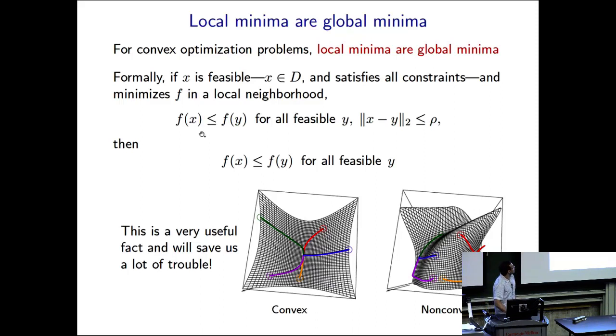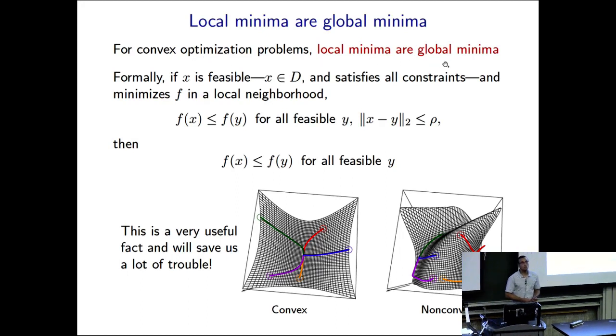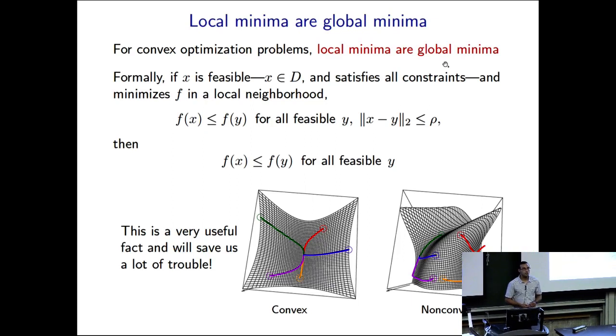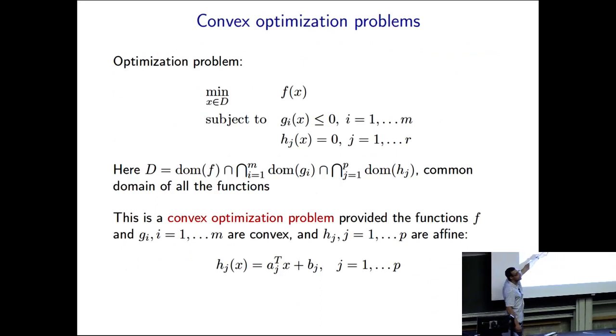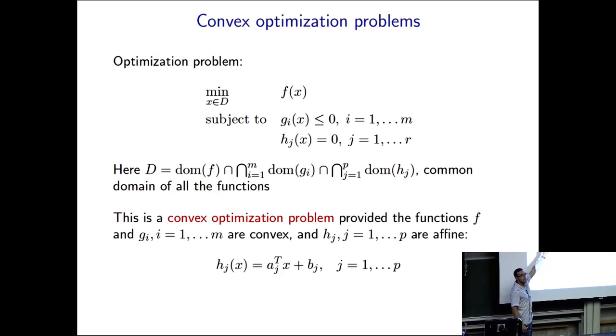So for a convex optimization problem, we have this really important property, which is that any local minimum is automatically globally minimal. So we don't have strictly separated local minima. And what I mean by that formally is as follows. If we have a point x that's feasible, feasible means it satisfies all these constraints, gi of x less than or equal to 0, hj of x equal to 0, and it has to be in the set D.